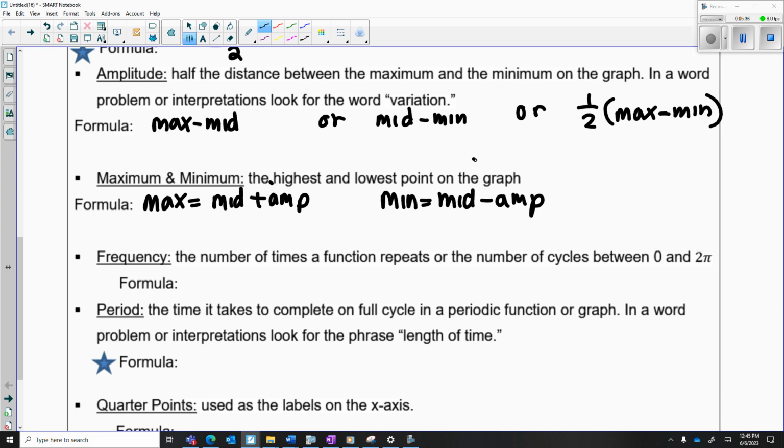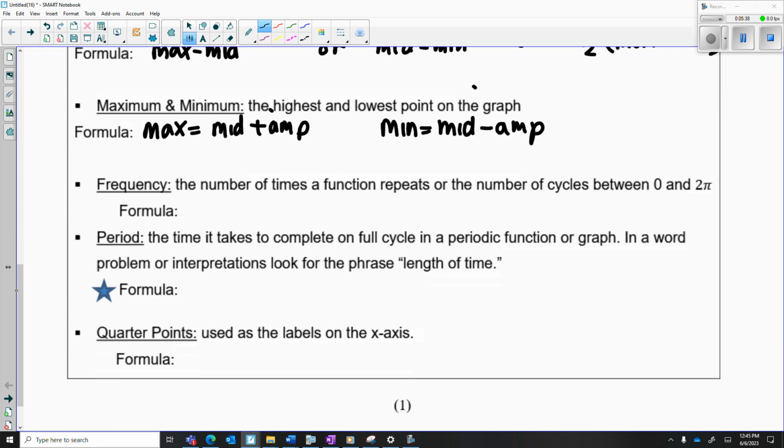The frequency is the number of times we see the full curve in a 2 pi interval. So how many full curves or cycles do we see in a 2 pi interval? Okay, it doesn't have to be 0 to 2 pi. It could be negative pi to pi, so keep that in mind.